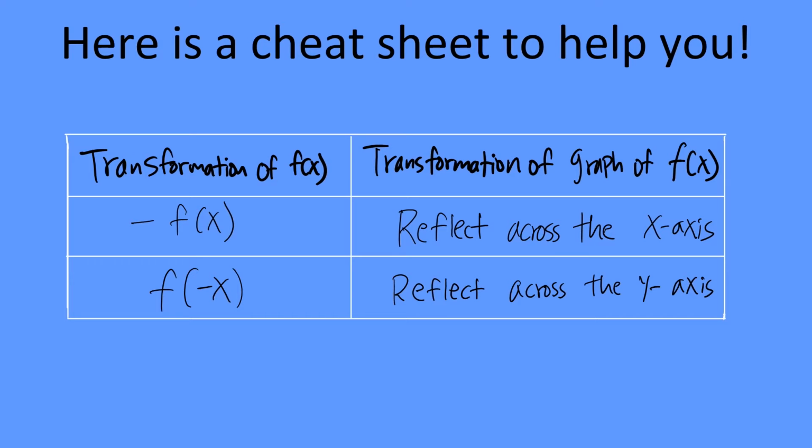Here is a cheat sheet to help you. On the left side we have transformation of f of x, and on the right side we have transformation of the graph of f of x. The first one shows negative f of x, which means reflect across the x-axis, and the second one shows f of negative x, which means reflect across the y-axis.